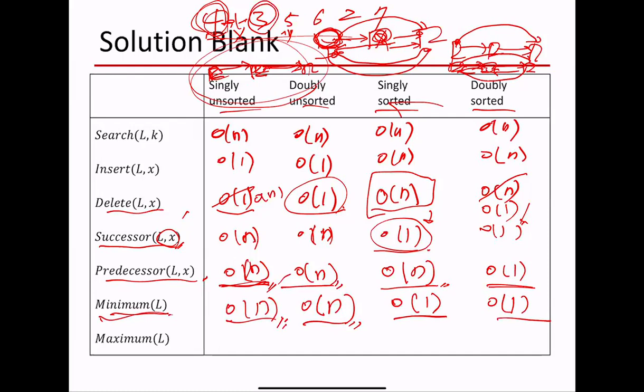Okay, so who's next? Maximum? I'm Woohyun Park. I think it's the same as minimum. Singly unsorted would be O(n). Doubly unsorted would be O(n). And then singly sorted O(1), because it's just the first or last element. All right, perfect. So now I assume everybody understands why it is big O(n), big O(1), and the reasoning behind it. Okay, so this is the correct answer.